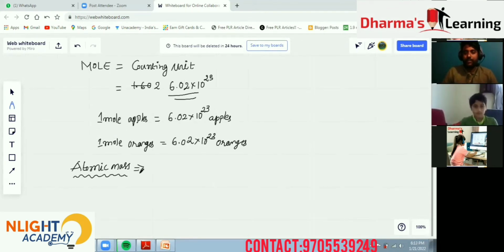Look at here, this topic: atomic mass. So what is the meaning of atomic mass? It is the mass of one single atom. What you have to find? Mass of one atom.